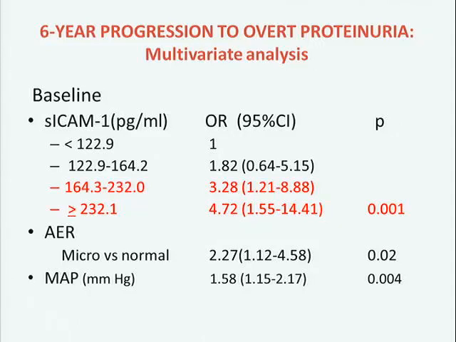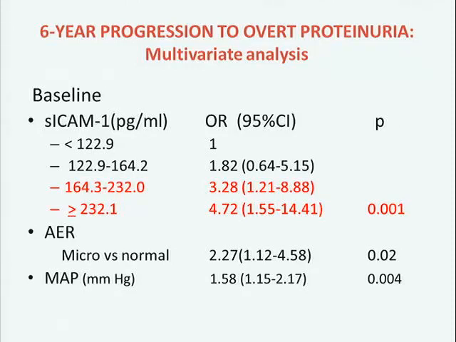We subsequently included this marker in a first step in the multiple regression analysis, and then included all these confounders I listed before. And as you can see, this remains significant, even more significant than before. So this tells us that sICAM by itself, independently of AER, and this is mean arterial blood pressure, has an effect and is a predictor of progression to overt proteinuria.